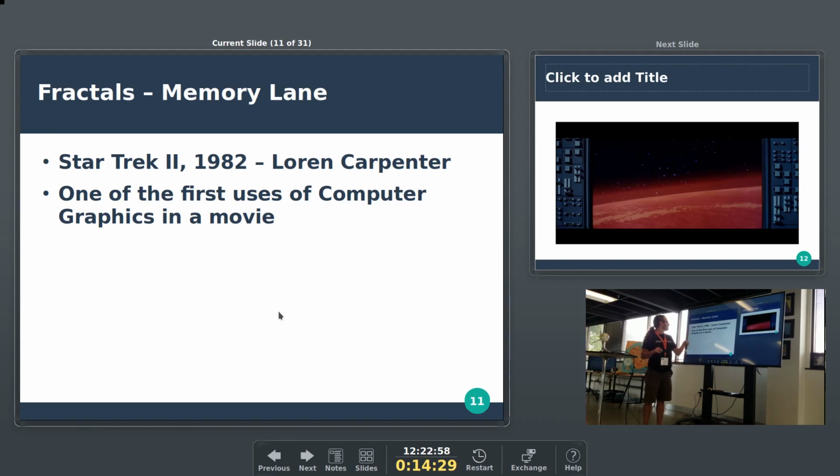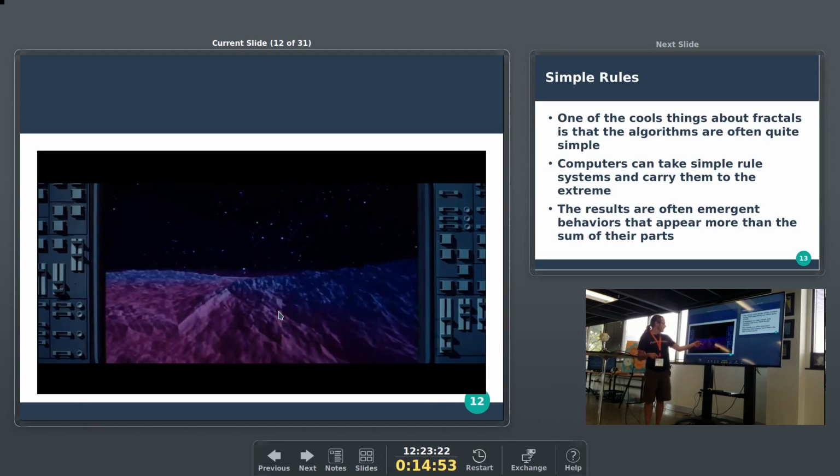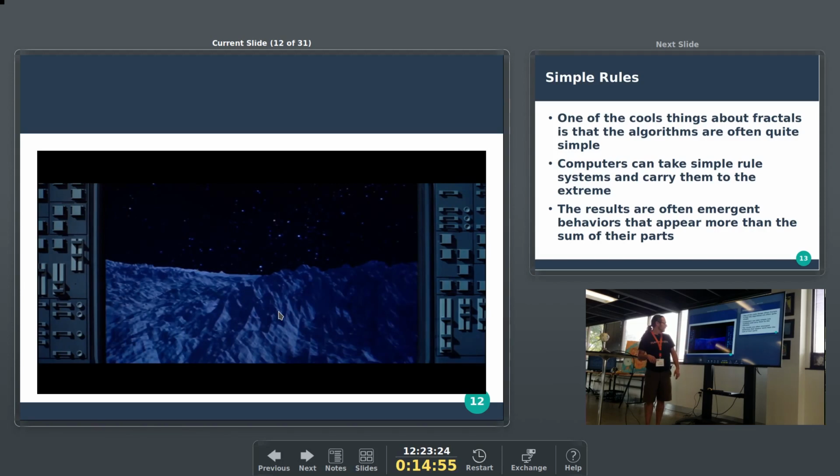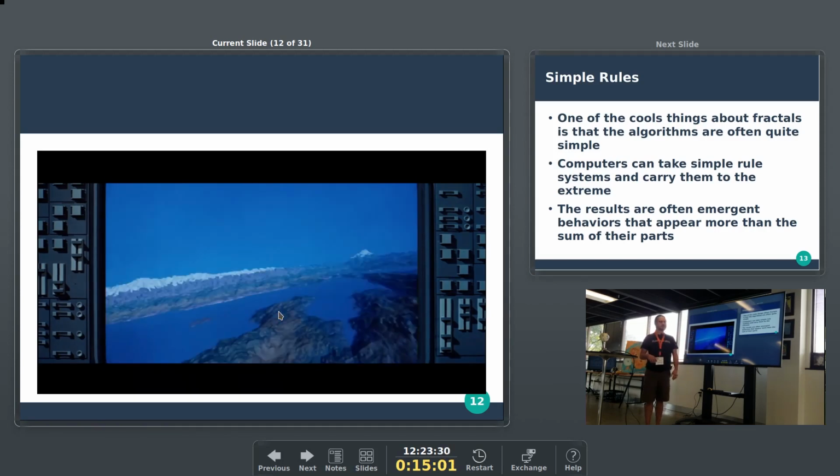I'm going to show just briefly here this little clip from Star Trek II, 1982. So Loren Carpenter, who went on to found Pixar, did one of the first uses of computer graphics in a movie. And he leveraged Brownian motion and a lot of these concepts from the fractal math in order to do this. He created this generative landscape here for the Genesis. So you see these mountains emerging. And these mountains weren't something that he went in and pre-sculpted or anything. This was generative. And this was back in 1982. So I think for 1982, that's pretty astounding.